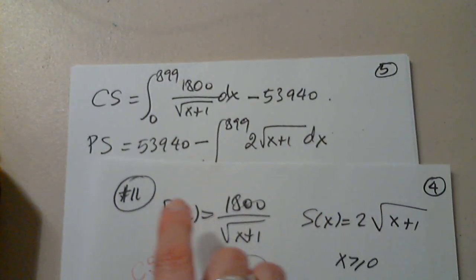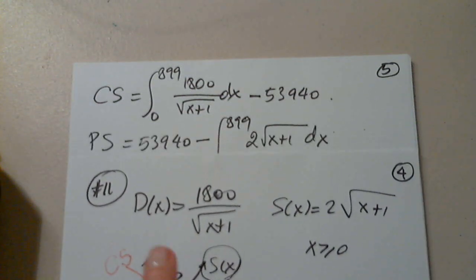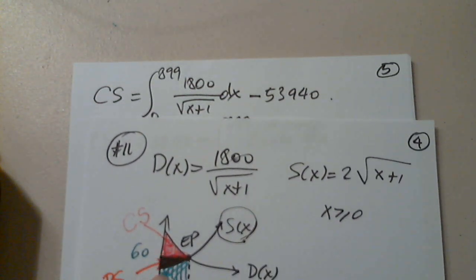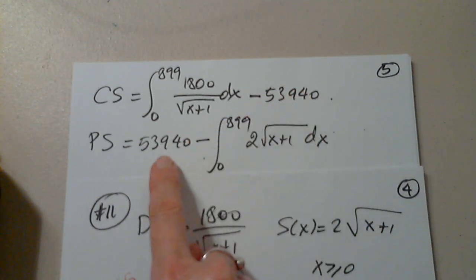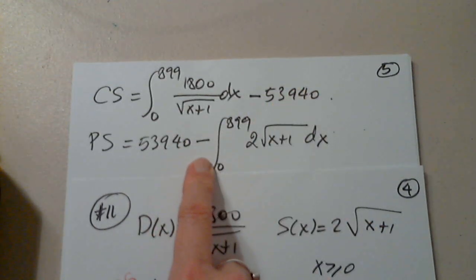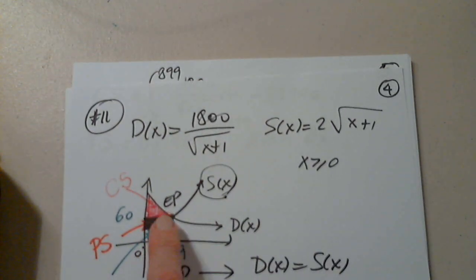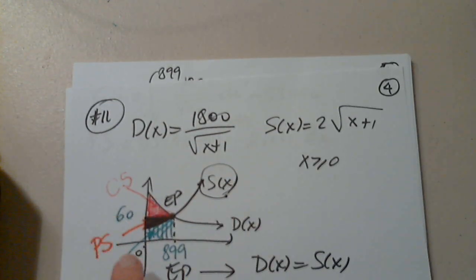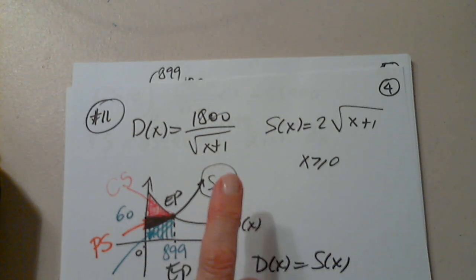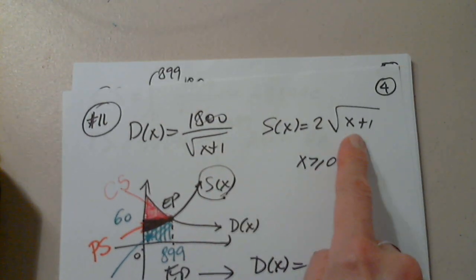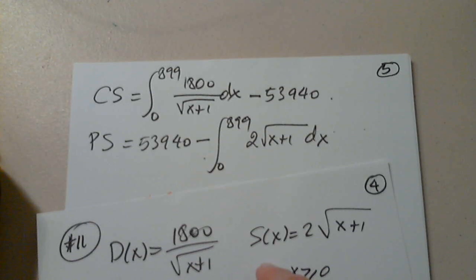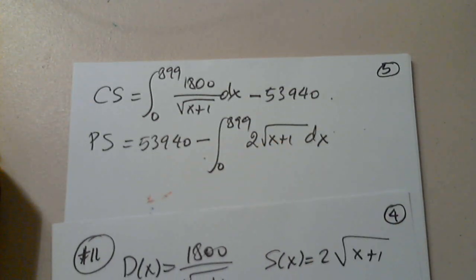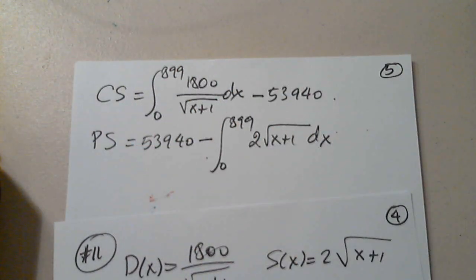Good. Now, for the producer surplus, it's reversed. From the area of the rectangle, I have to subtract the area under the curve or under the function s of x, which is still from 0 to 899, but not from the same function, from the other function, from the supply function. Once I determine this and I determine that, I'm done. I just need to perform the calculations.